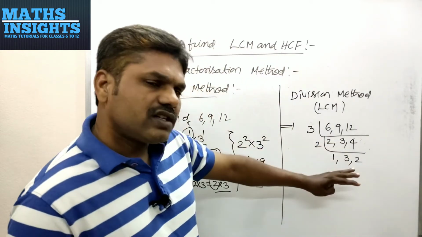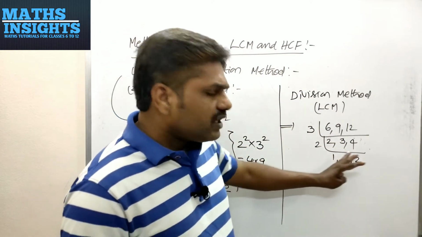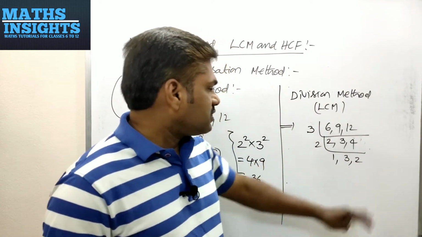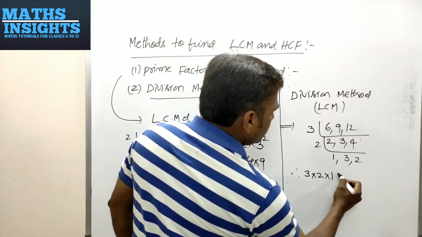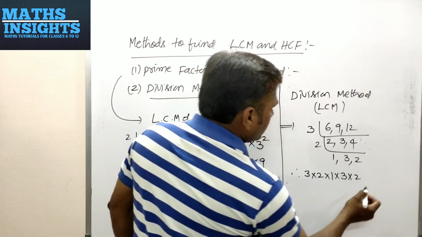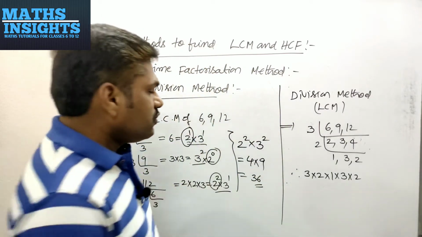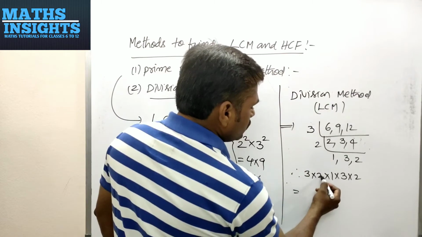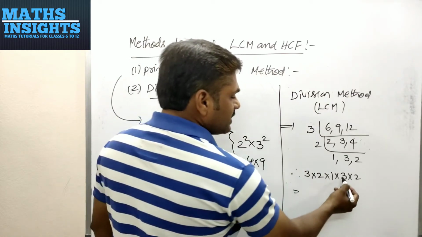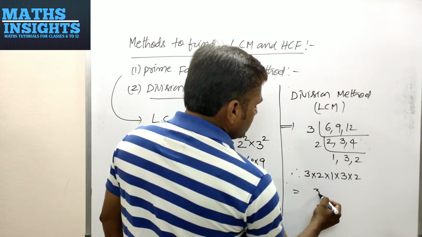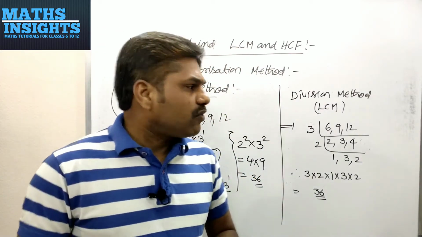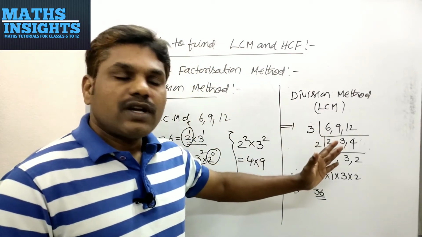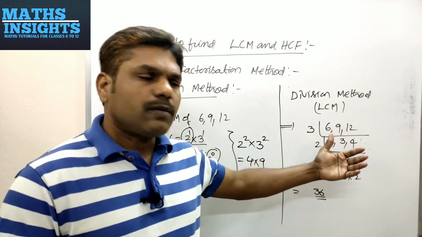If you observe, you cannot divide all these numbers with any common divisor, therefore I am writing the product 3 into 2 into 1 into 3 into 2. If you multiply all this, you will get the LCM. See, 3 2s are 6, 6 3s are 18, 18 2s are 36. So 36 is called the LCM of these 3 numbers, and you may take more than 3 numbers also.